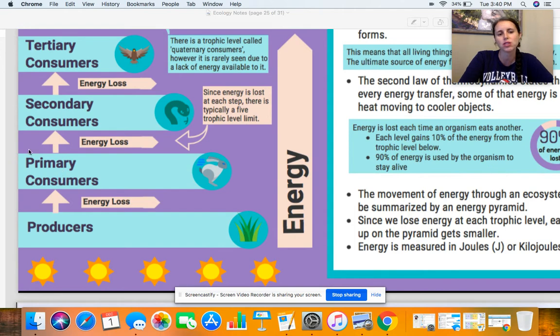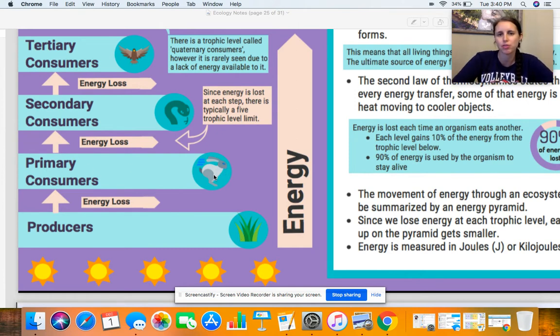The next trophic level is called primary consumers. So primary consumers are the next trophic level up. You can see that this actual tier, the number of rabbits got smaller because we've lost some energy. So we lost energy at each step. We're not able to support an equal number of rabbits and grass.